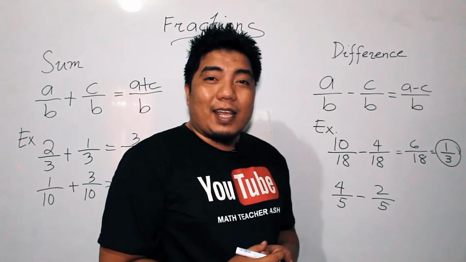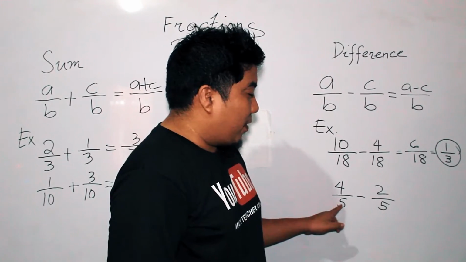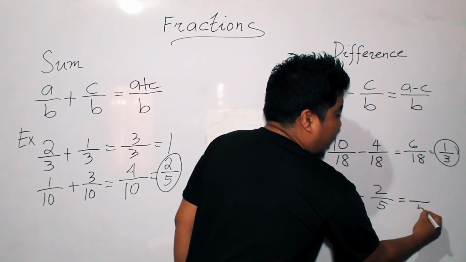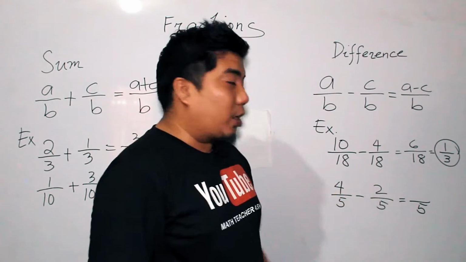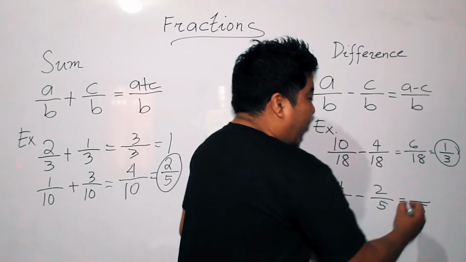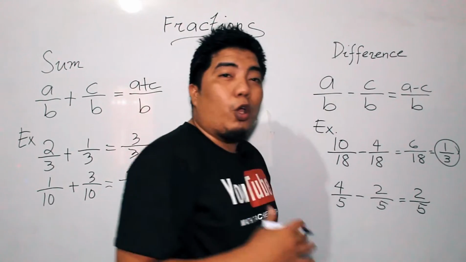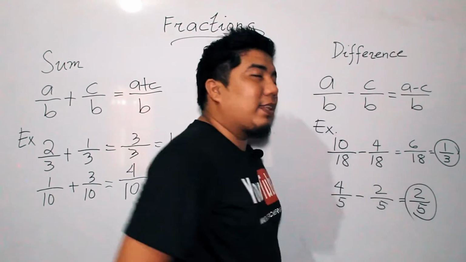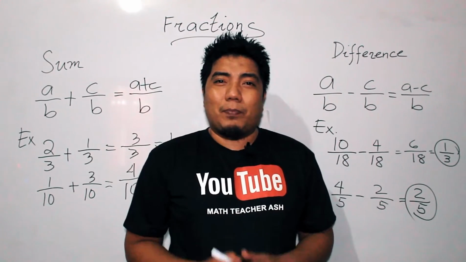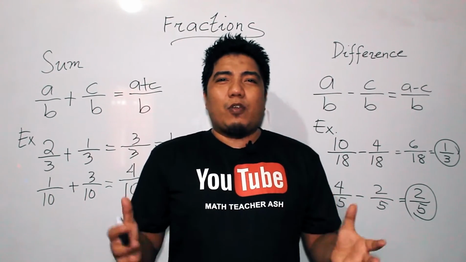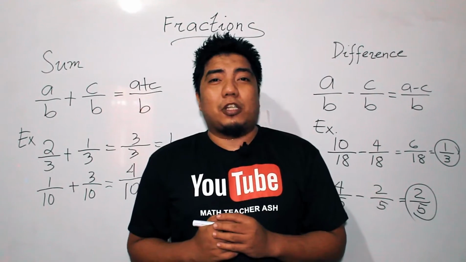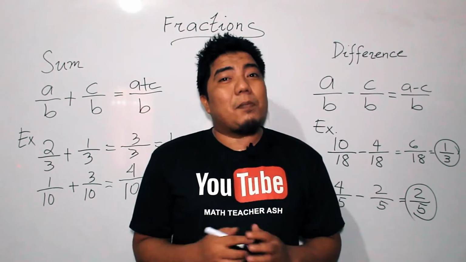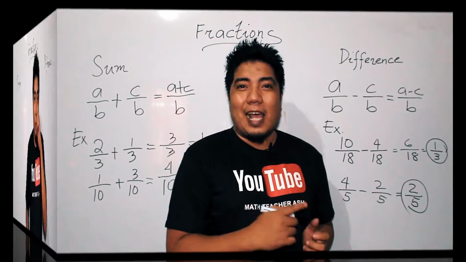Now, let's have the second example. 4/5 minus 2/5. So, what we will do is again, we copy the denominator. Then we subtract the numerators, 4 minus 2, and that is 2. Now, 2/5 is already in its simplest form, so therefore, that is the final answer. Now, it is very easy if you are dealing with similar fractions. Question is, what if you have an example that is dissimilar fractions? So, this is how it is.